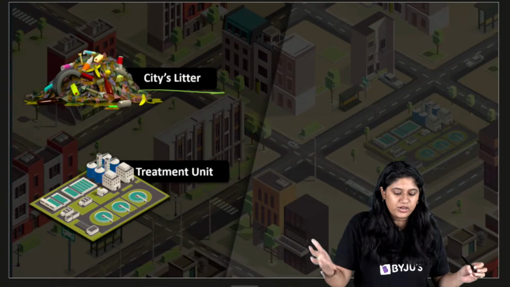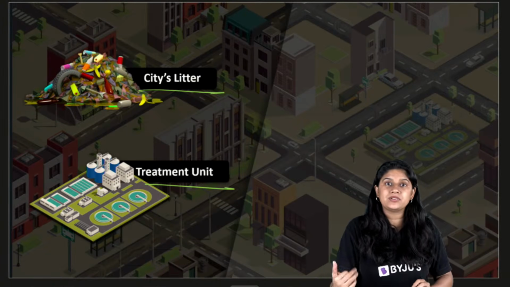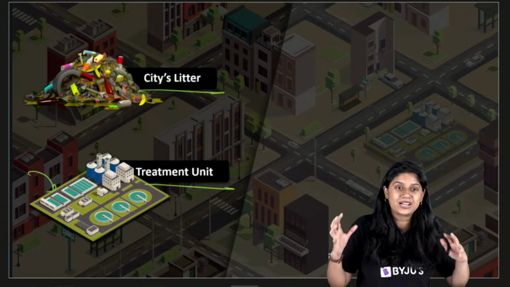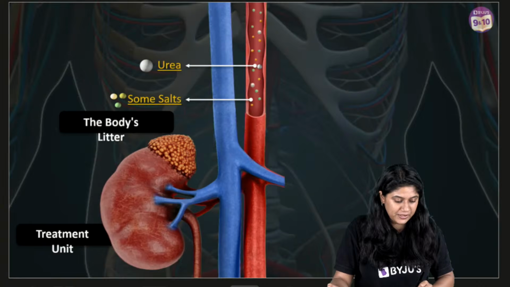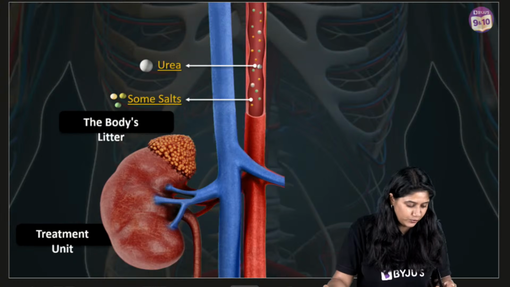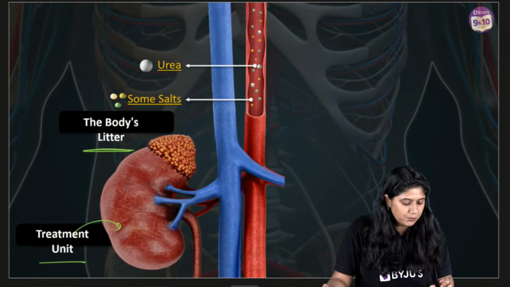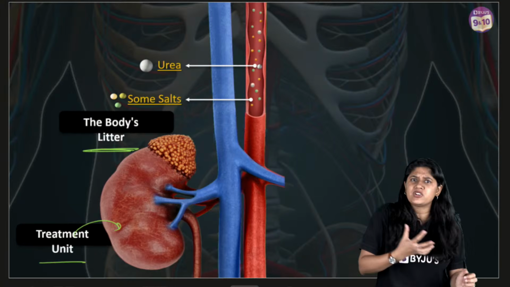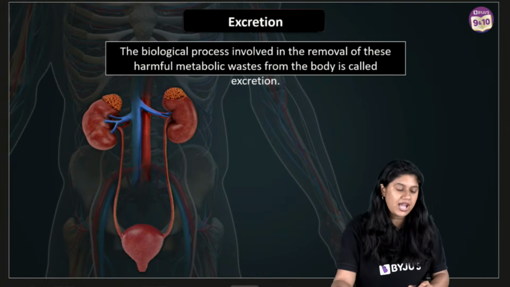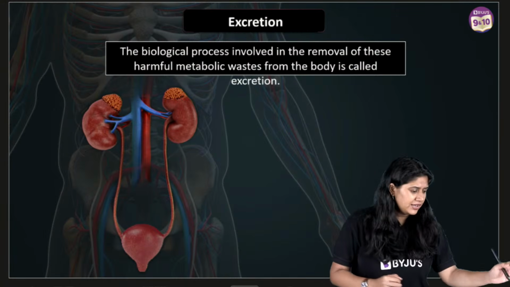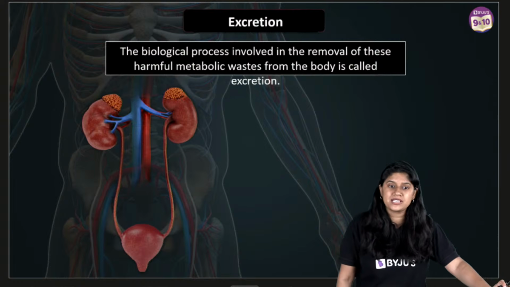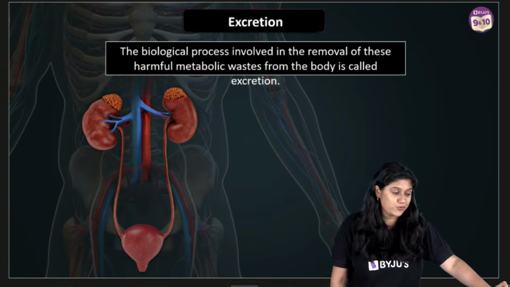For example, we have litter around the city, and we have a treatment plant in the city to collect all the waste. In our body also, we have a treatment unit, which is the kidney. And we have the body litter, which is urea and different types of salts. We have an amazing system, that is excretion. We will be finishing our class in 15 more minutes. Everyone, please stay focused.